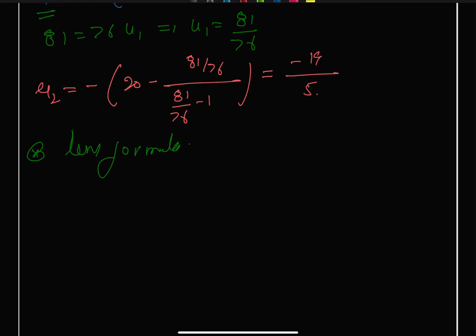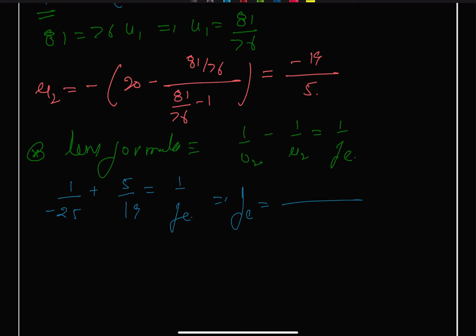lens formula, we get this as 1 upon v2 minus of 1 upon u2 is equal to 1 upon focal length of our eyepiece. We substitute the values. 1 upon v2 is minus of 25, and this comes as minus of minus plus 5 upon 19 is equal to 1 upon fe. So we get our fe will be equal to, close to 25 multiplied by 19 will be our LCM, and we get this as minus of 19 plus 125.